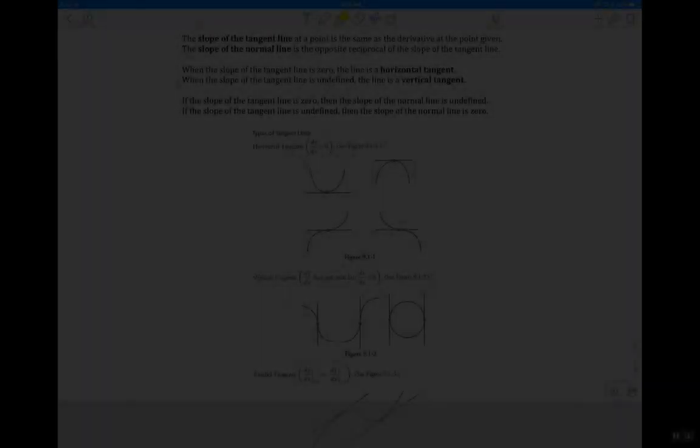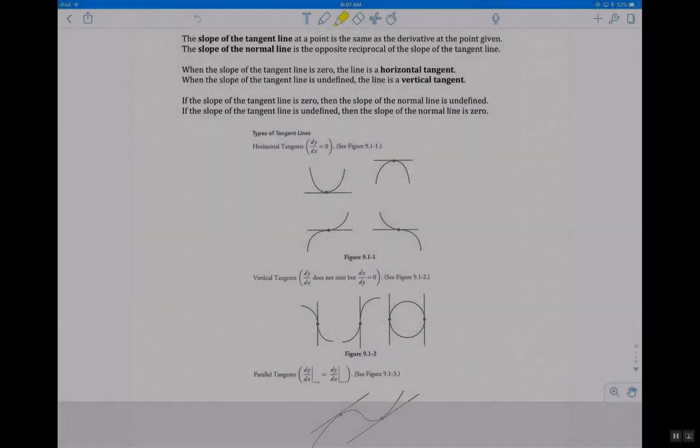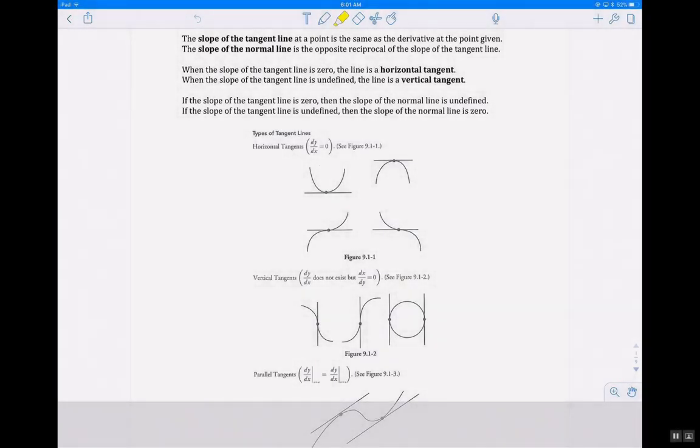So let's go ahead and take a look at this next lesson. This next lesson deals with more applications of the derivative. So the first thing to remember is finding the slope of the tangent line. The slope of the tangent line is the derivative at a point.